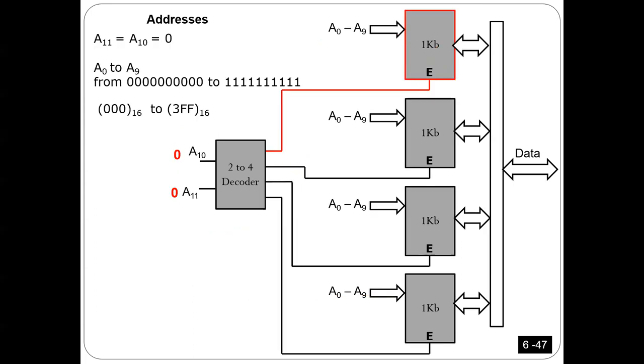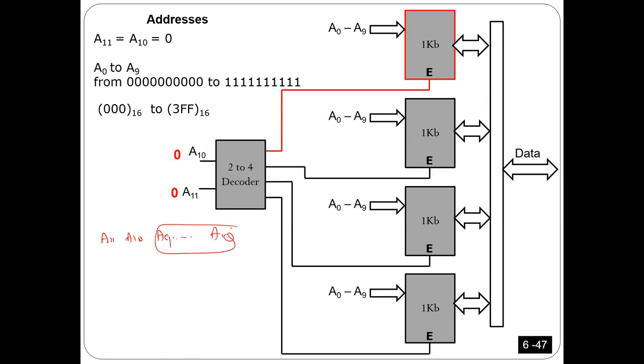Yeah, I have here some animation to show you. So here, what happens, guys: we have, starting from A11, A10, and then A9, all the way up to A0.